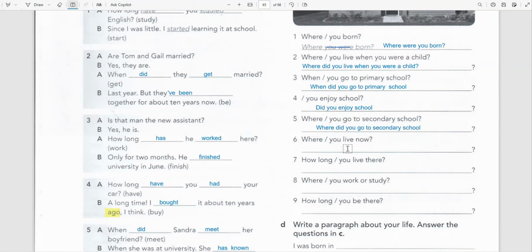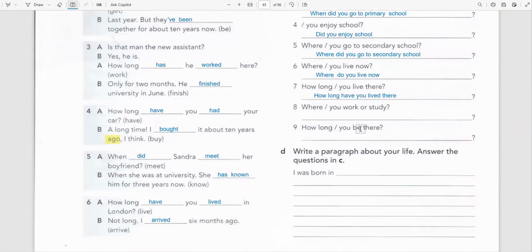Number six, where you live now. Now there's a present simple because I'm asking about the present situation, so I must use present simple. Where do you live now? Okay. And then I say I live in England or whatever. So how long you live there? I'm asking about the period, so if I ask about period, guys, it has to be in present perfect. So how long have you lived there?